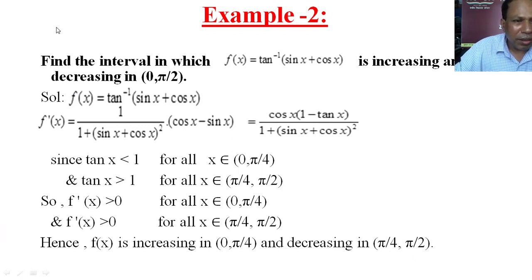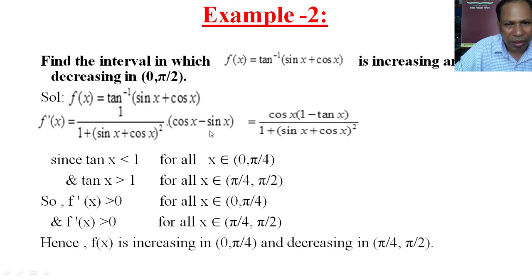Now find the interval in which f x is equal to tan inverse of (sin x plus cos x) is increasing or decreasing in the interval 0 to pi by 2. First of all we find the first derivative of the function, f dash x. So d by du of tan inverse u is 1 by 1 plus u square, considering sin x plus cos x as u, into du by dx. So d by dx of sin x is cos x and d by dx of cos x is minus sin x.